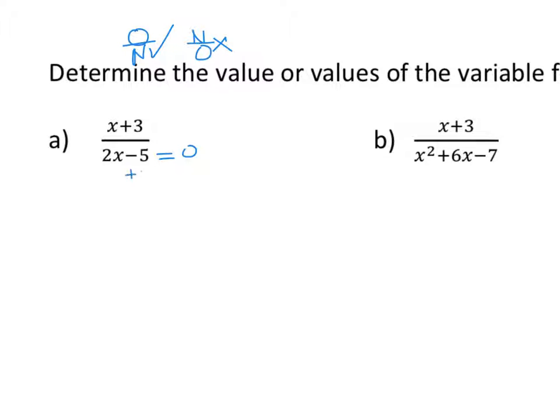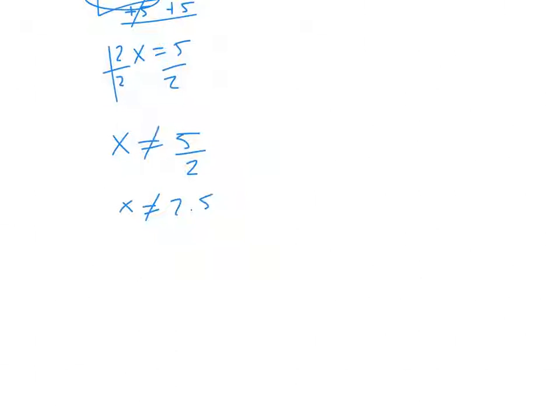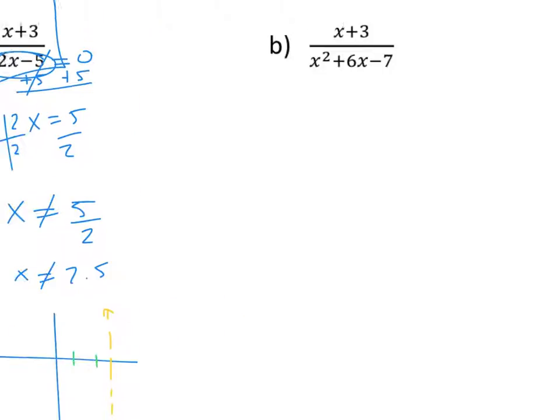So I'm going to add 5 and add 5, and I get 2x equals 5. Dividing by 2, I find out that x cannot be 5 over 2, or 2.5, whatever you prefer. That value would make the whole entire fraction have an undefined value. Also, what is nice to note is that if you graphed this, at 2.5 you would see an asymptote because the graph cannot touch that part of the domain.